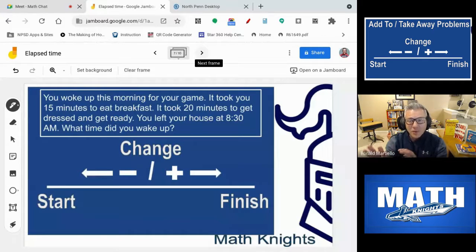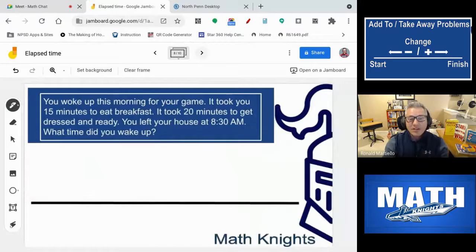Why is that the finish number? What is the unknown in the problem? Is it the start number? Oh, it's the start number. Again, you go to your number line and everything works out.